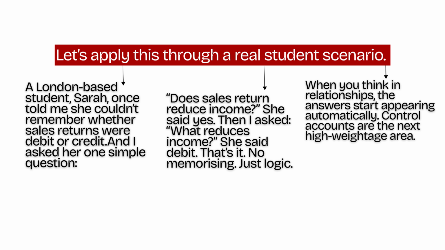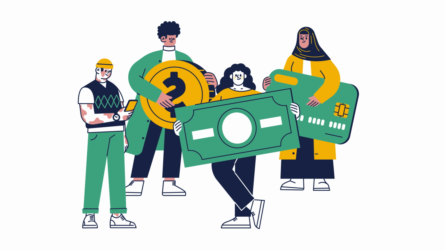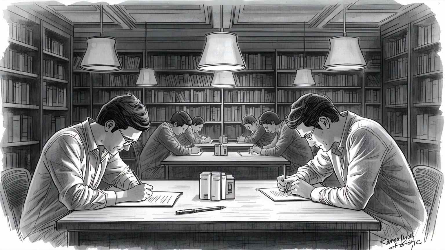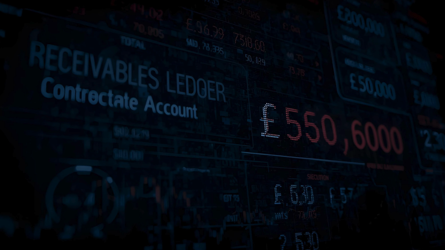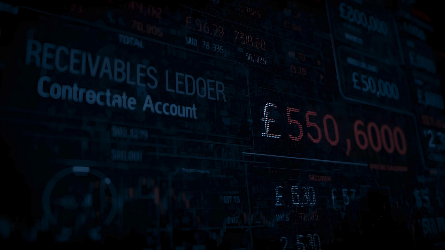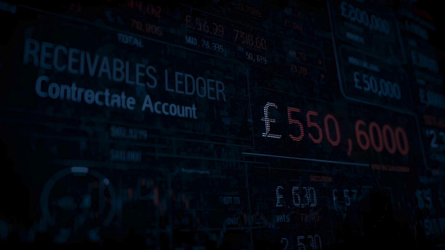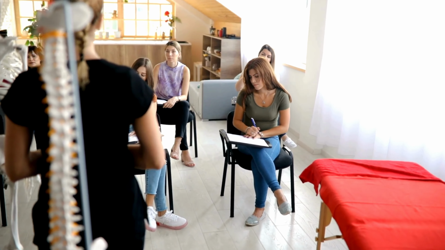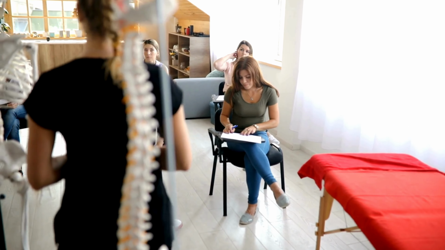Control accounts are the next high weightage area. Receivables control represents the total money customers owe you. Payables control represents the total money you owe suppliers. Exam questions in this area often test mismatches. For example, imagine Con Limited has a receivables ledger total of £52,000 but the control account balance is £50,600. Students panic here, but this is a blessing. It tells you exactly where the error lives.